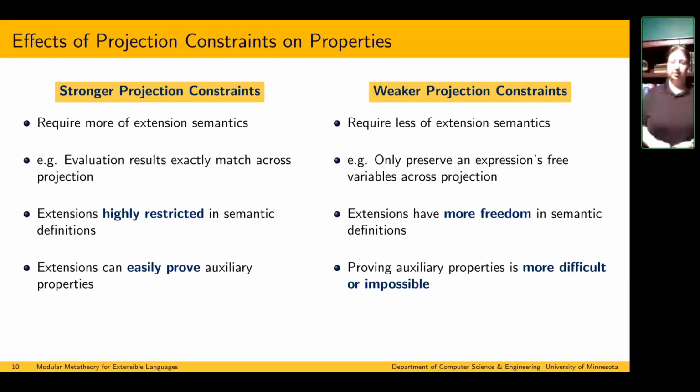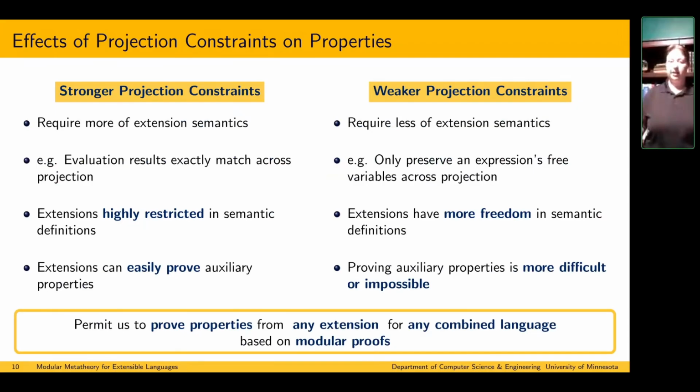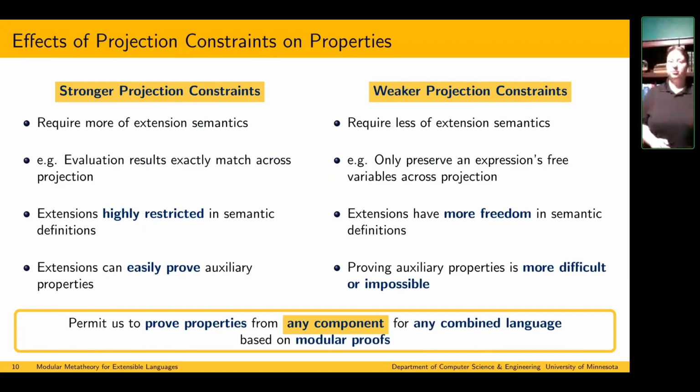So the choices that the host language makes affect what properties extensions can introduce, but while those choices do matter, what we want to make sure that you know is that projection constraints do permit us to prove properties from any extension for any combined language based on these modular proofs. And because we can do it for properties from the host language and from any extension, properties from any component for any combined language hold based on modular proofs.